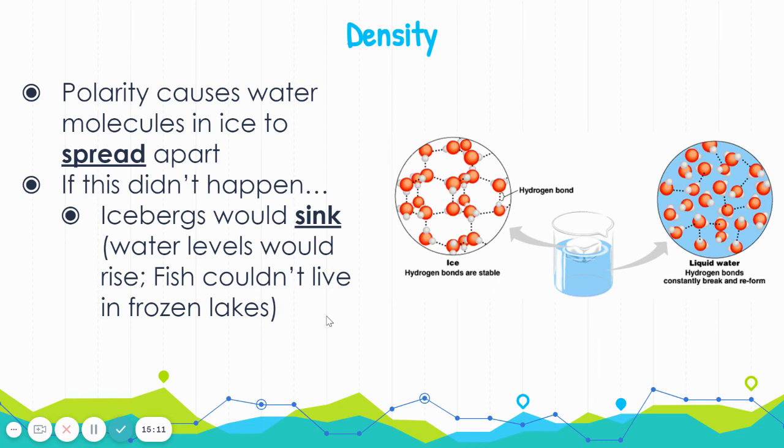Polarity causes water molecules in ice to spread apart, so they're not as close together. If water didn't have this unique density property, the icebergs would sink, meaning the water levels would rise and the fish couldn't live in frozen lakes. As it is right now, because the ice sits on top, fish are able to swim in liquid water underneath that ice.